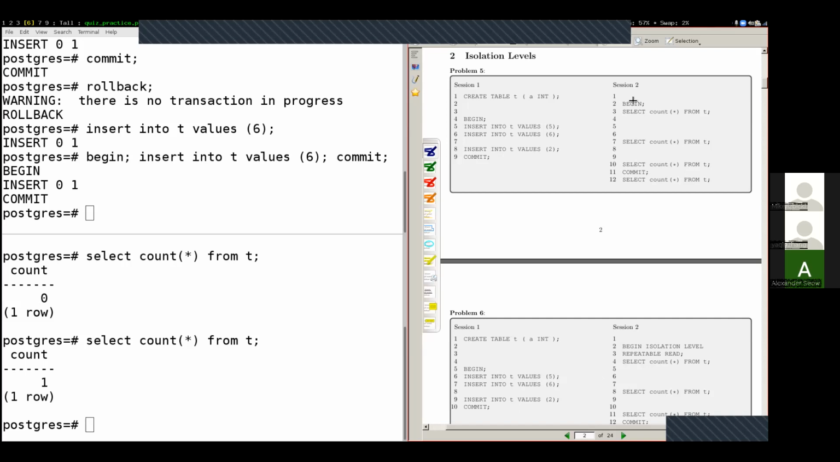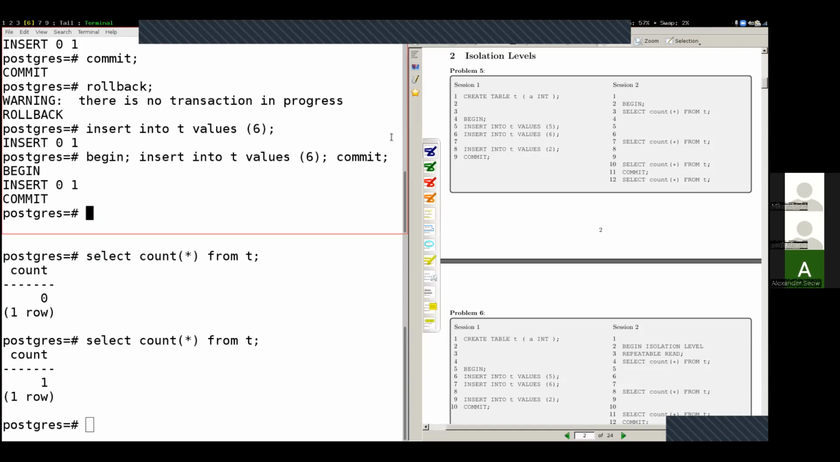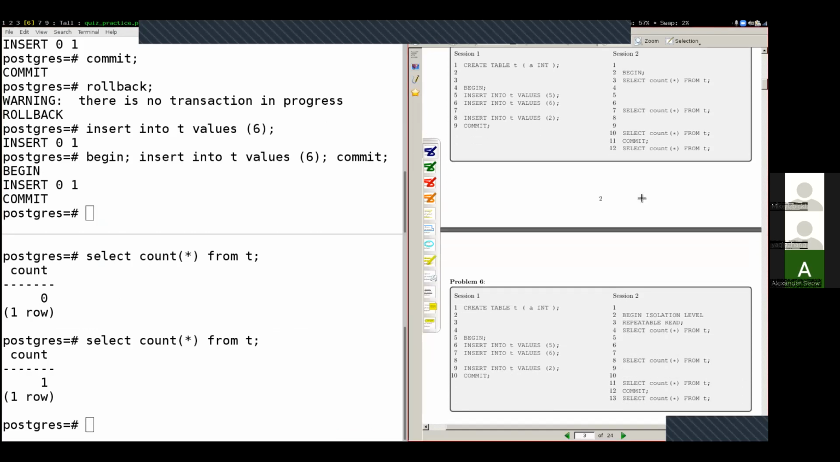By default, every time you have begin by itself, the default isolation level in Postgres is read committed right here. And let's see what happens with our read committed isolation level.